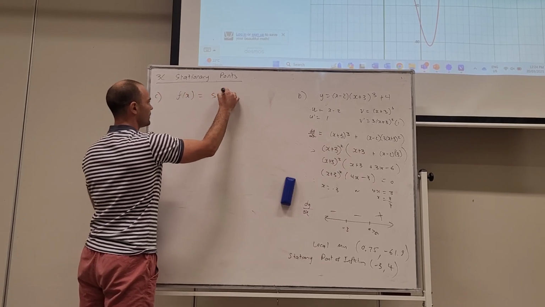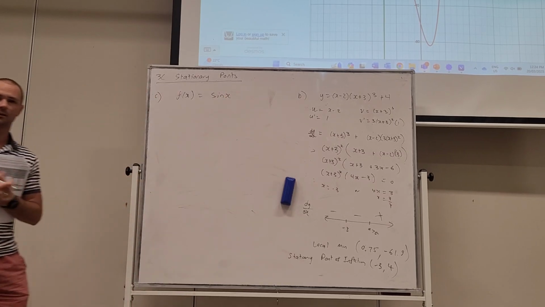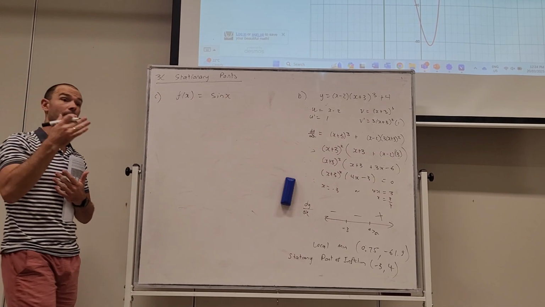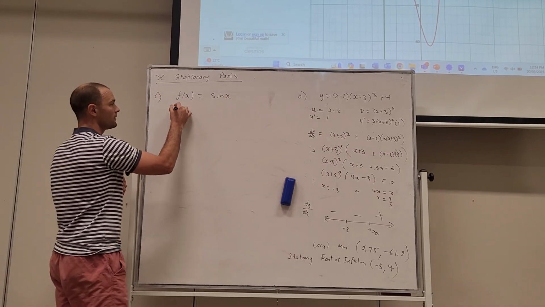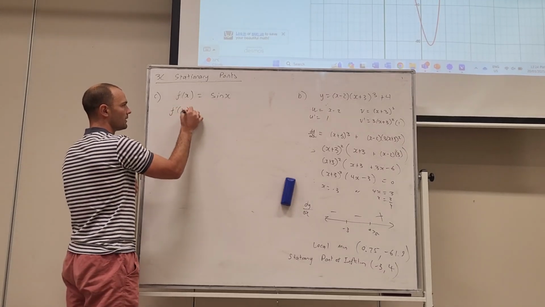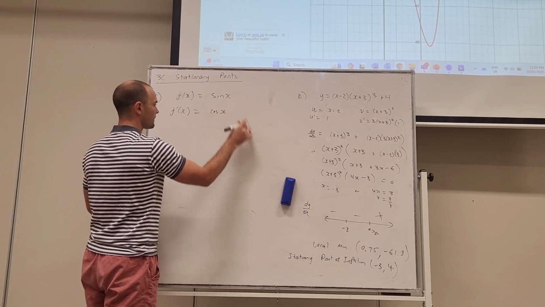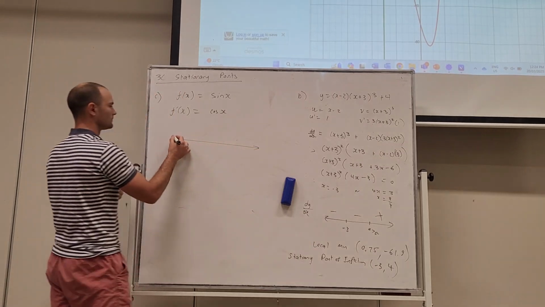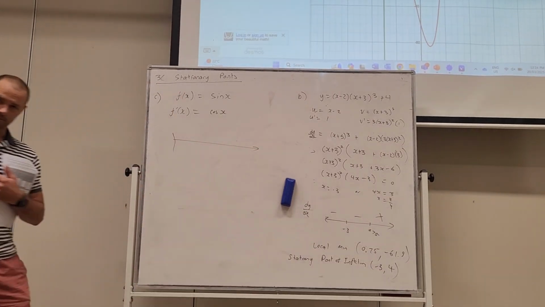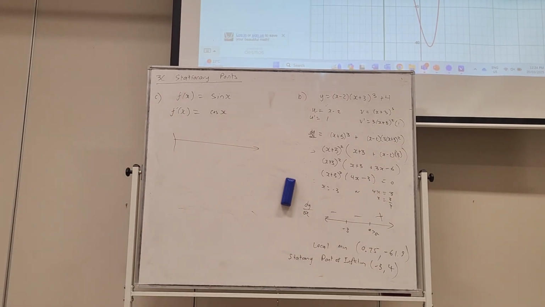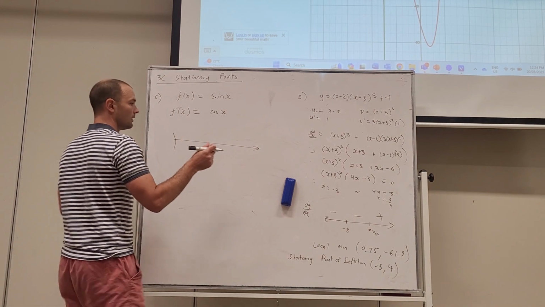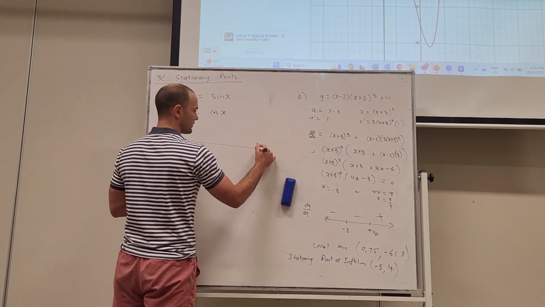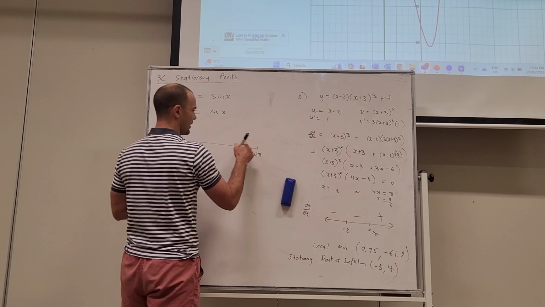Okay, so we're going to draw the sign diagram of the derivative function. So the derivative function then is cos of x. And I'm going to sketch it between 0 and 2 pi to begin with. And then we'll talk about solutions outside of this.